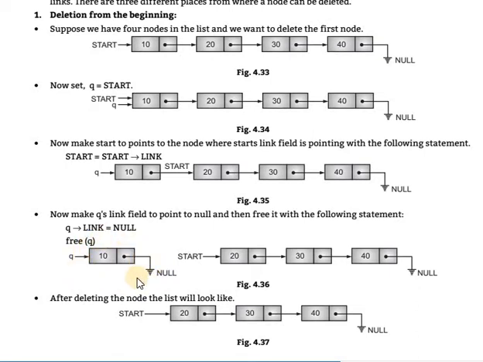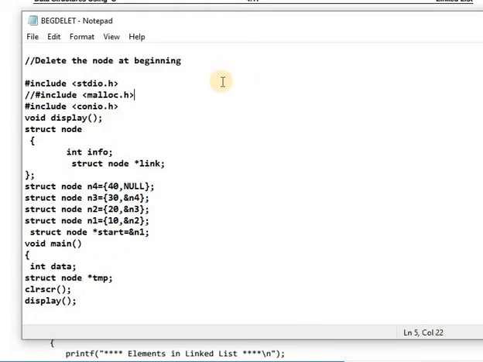Obviously that element is removed from the list, and the free function, through which we pass that node, removes it from memory as well. That is the q link field, q link equal to null, which initializes it to null, and after that we free q. After deleting the node, the list will look like this, with three nodes remaining.